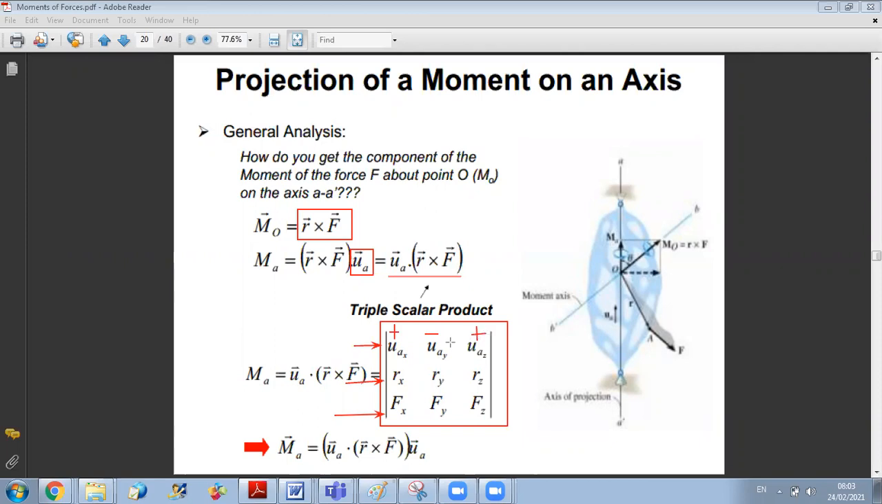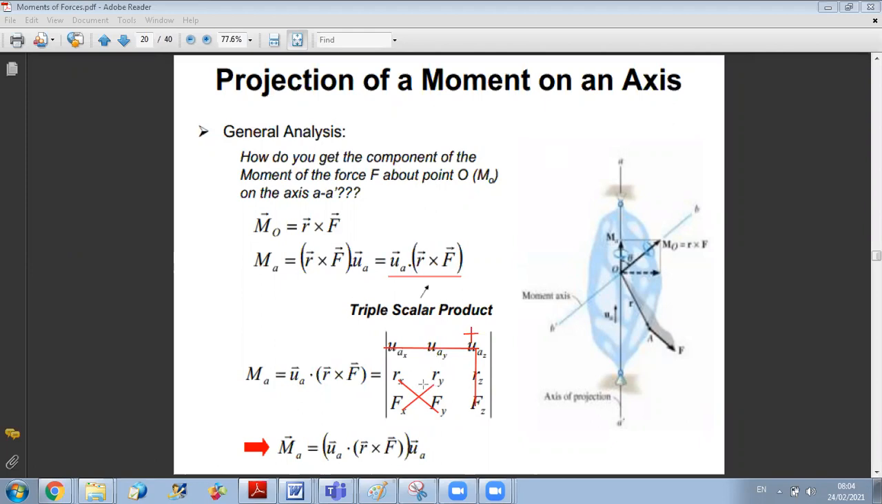And then, to start the calculation, you put plus UAX times, we drop the column and line of UAX. The remaining numbers are these four, so I do plus RY FZ minus FY RZ times UAX. Then I move to minus UAY. I drop the column and line of UAY, so it's minus UAY times RX FZ minus FX RZ. And then finally, I do plus UAZ times RX FY minus FX RY. And in this way, I obtain the component of projection of the moment vector.